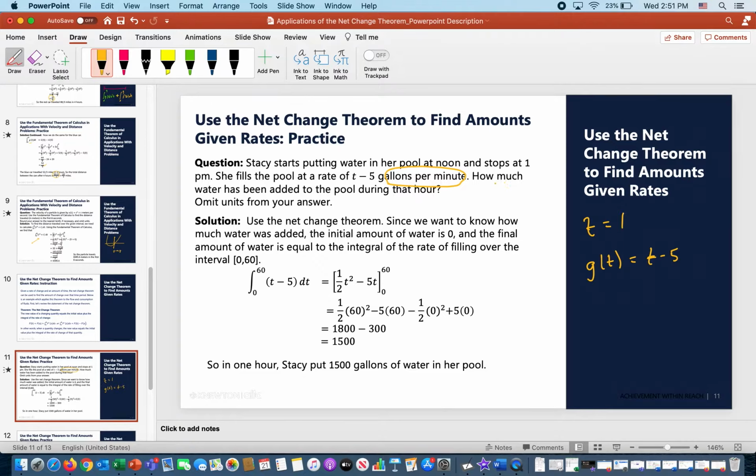So she was filling the water for 1 hour. Well, I can't put my interval as 0 to 1 because that time is in terms of hours and my rate here is in terms of minutes. So I'm going to convert the 1 hour so that it's not 1 hour but instead 60 minutes. Okay, so that's where we get the 0 and the 60. We're going to plug those in after we take the integral, and we pumped 1,500 gallons of water in there over that 1 hour. So what's really important is this word rate, and that's where that net change theorem comes in. We're integrating the rate to find the total accumulated amount.